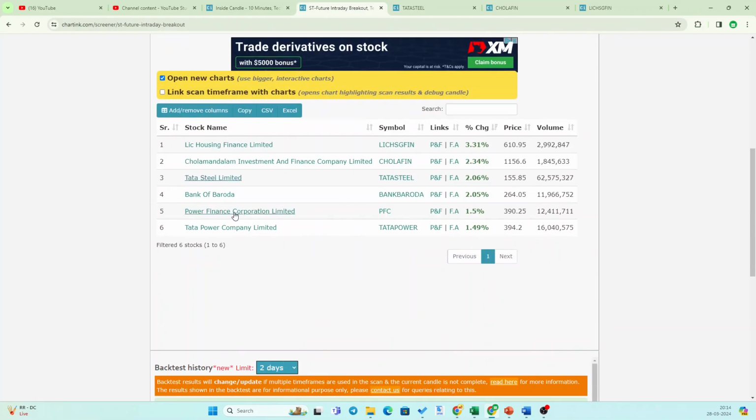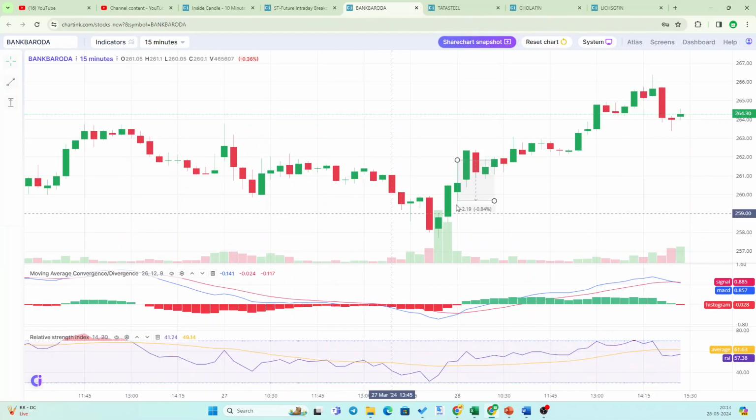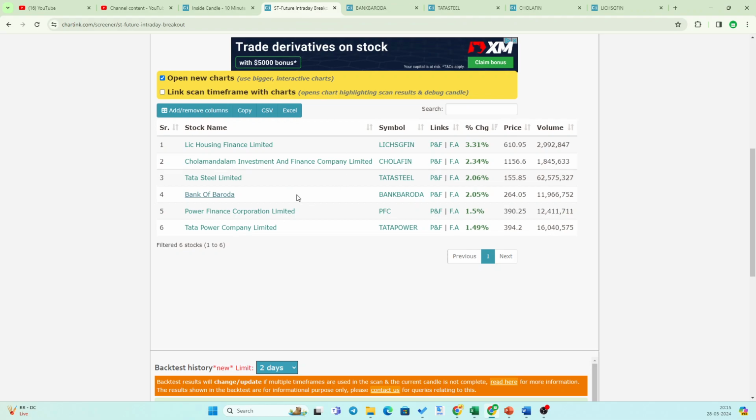In the same way you can see Bank of Baroda also. Bank of Baroda also gave some good profit. The first candle is 2.19. Again we are entering here at 262. Then it has given up to this area. It has given 3 points. Then Power Finance Corporation.